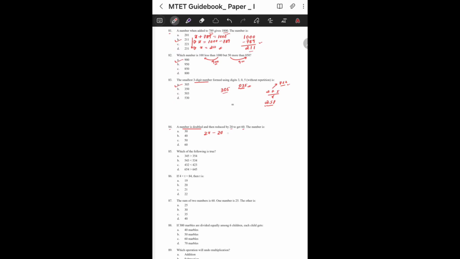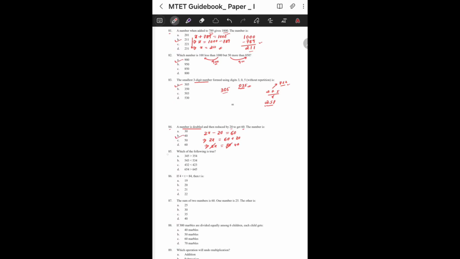Then the number becomes how much to get it? It means what equals 60. So let's simplify this one. We will write 2x is equal to 60. This one is a negative sign, changing side it will become a positive sign, that means 20 we will write here. Then 2x equals, if you add 60 and 20, how much will you get? We will get 80, and then we can divide by 2. If you divide by 2, how much will we get? 40. That means option B is our correct option here.